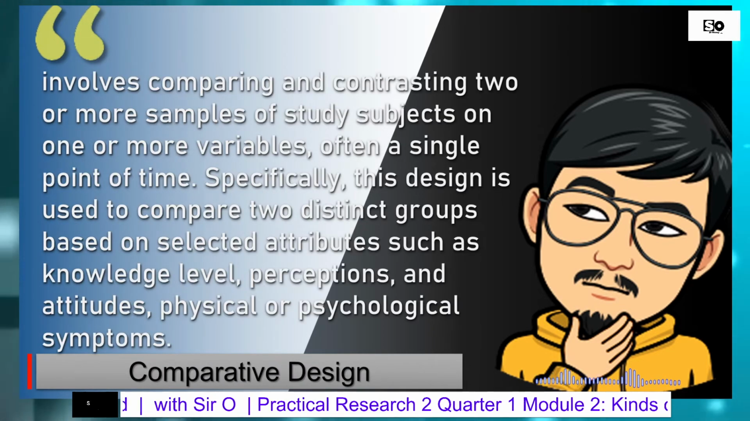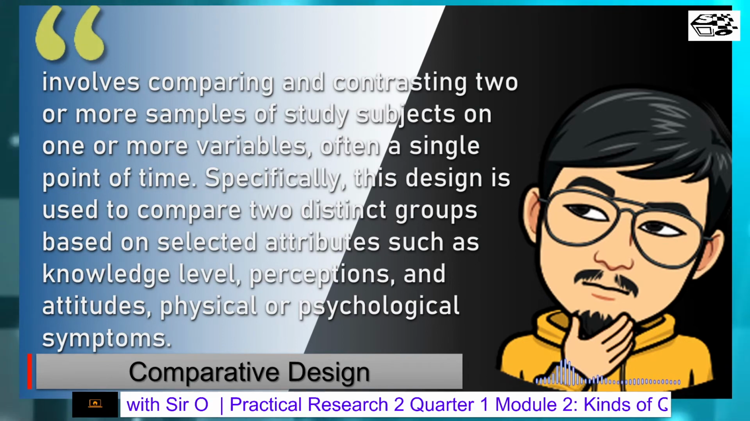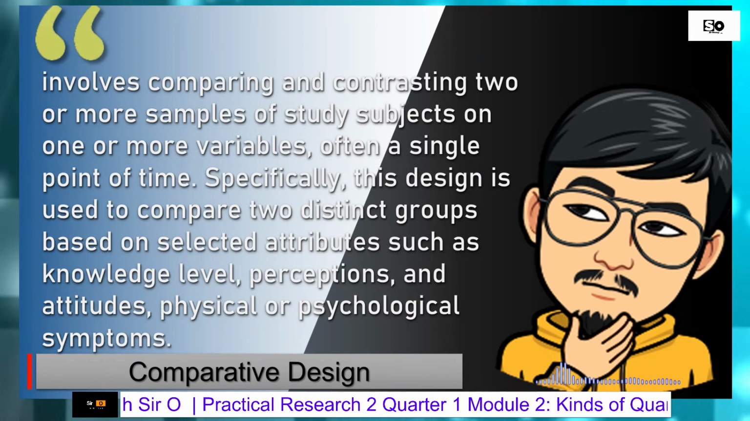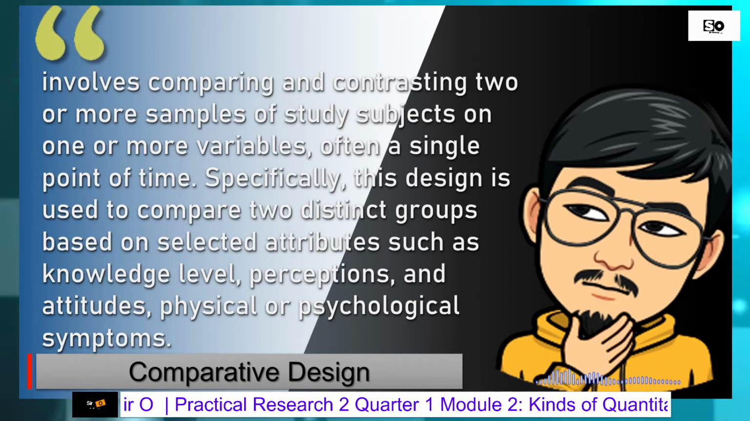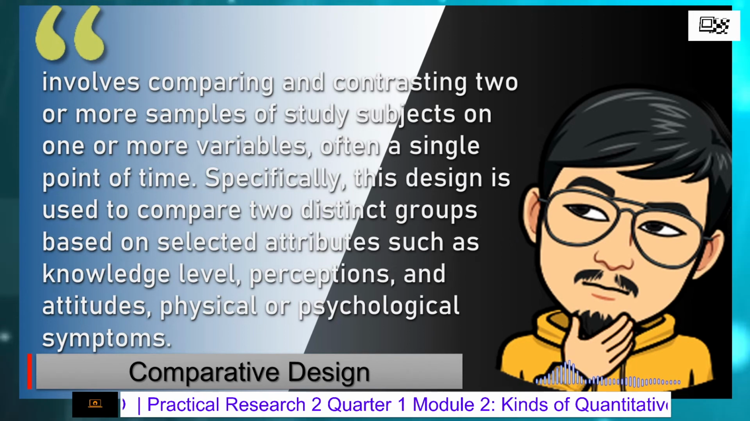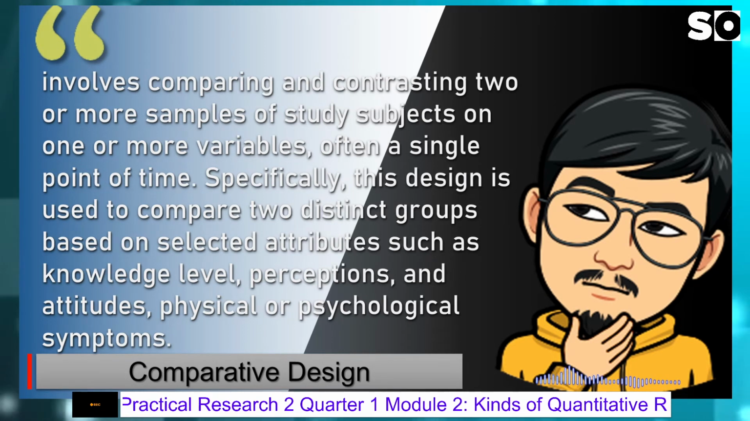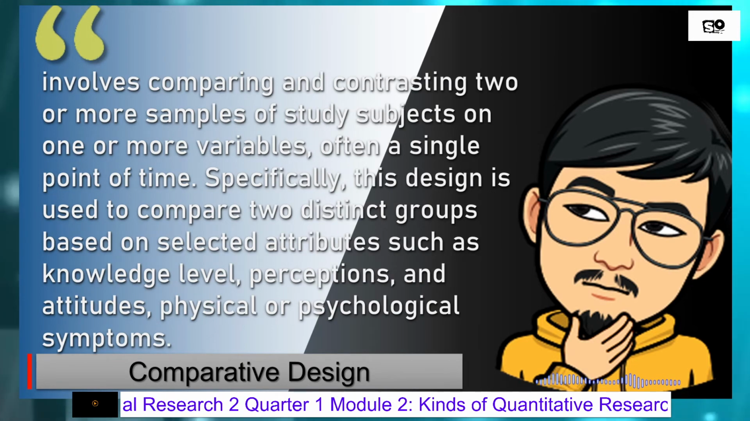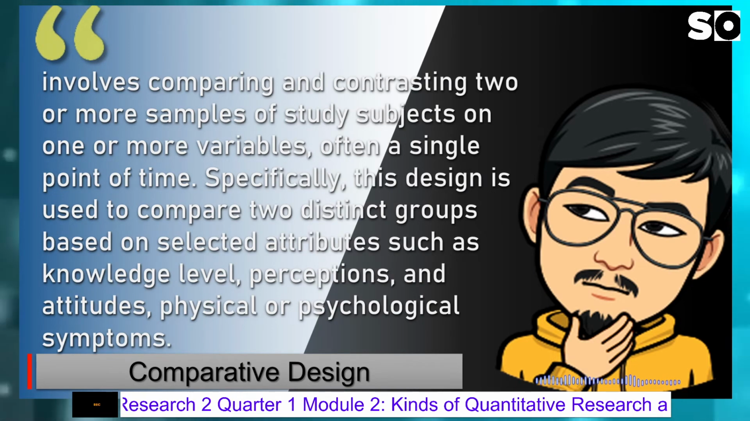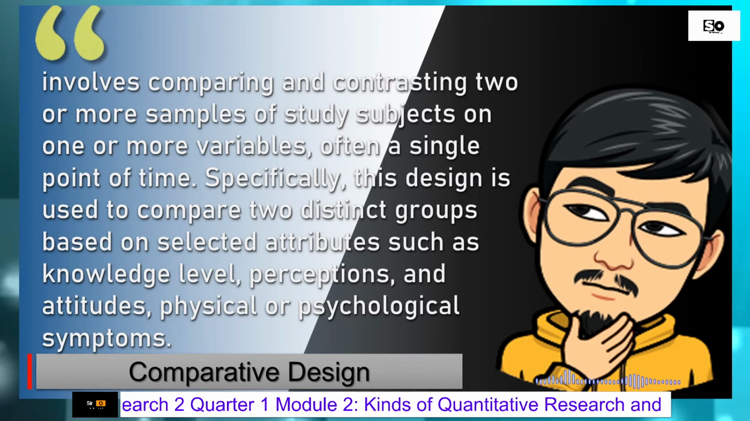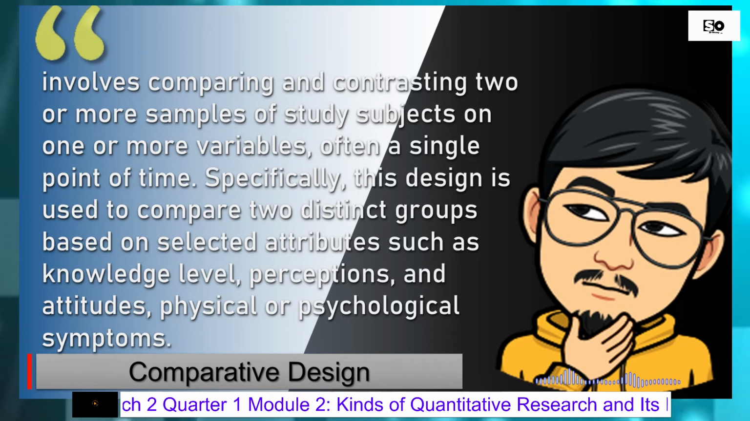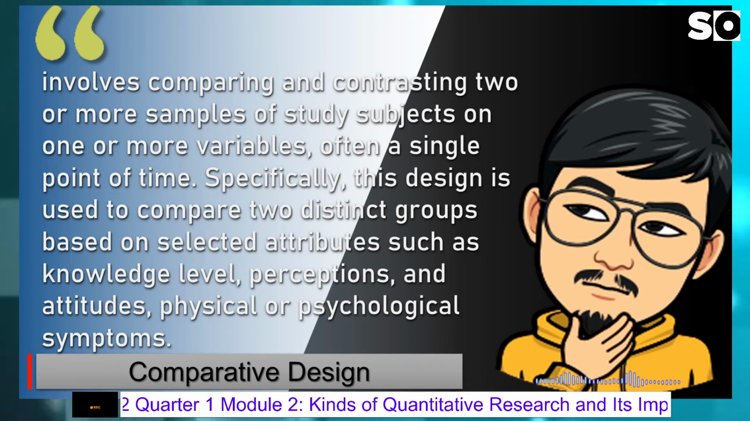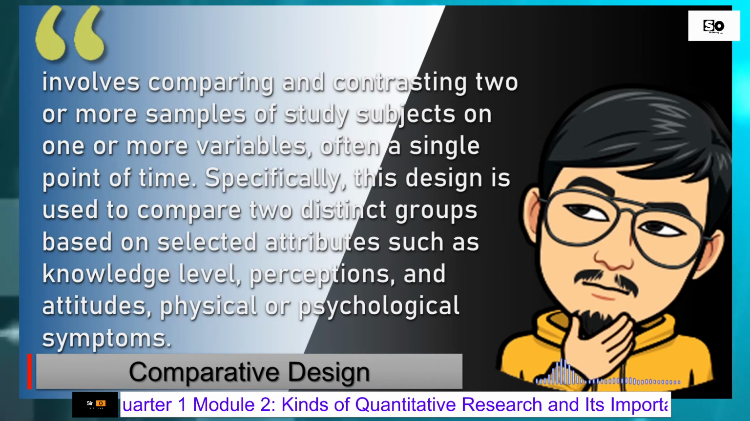Comparative design involves comparing and contrasting two or more samples of study subjects on one or more variables, often at a single point of time. Specifically, this design is used to compare two distinct groups based on selected attributes such as knowledge level, perceptions, attitudes, physical or psychological symptoms.